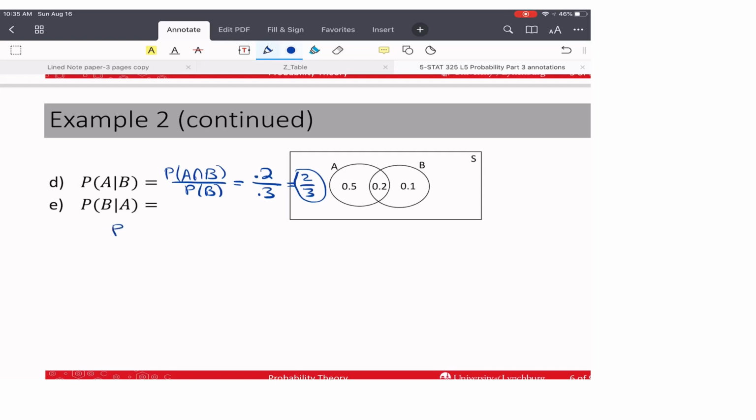And then the probability of B given A is still the probability of A and B, but divided by the probability of A. So it's still 0.2, but now divided by 0.7, which gives me 2/7.